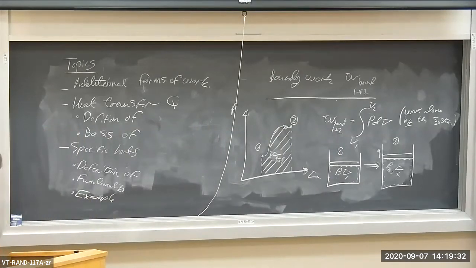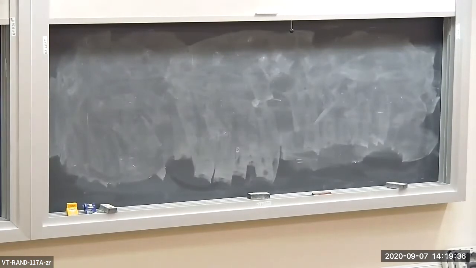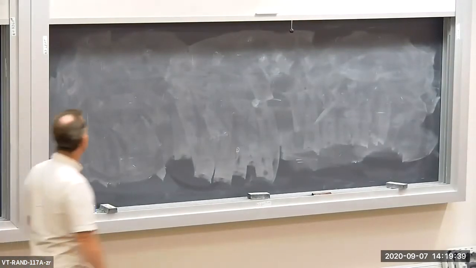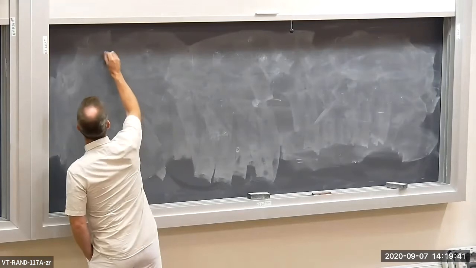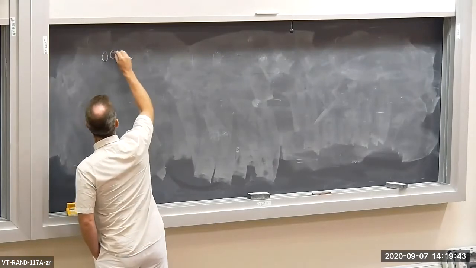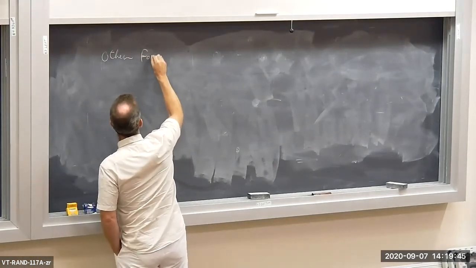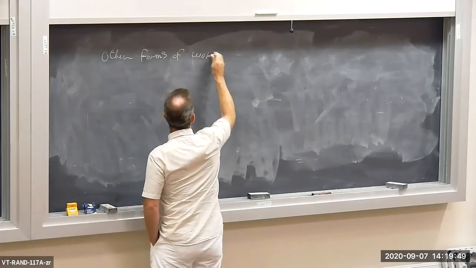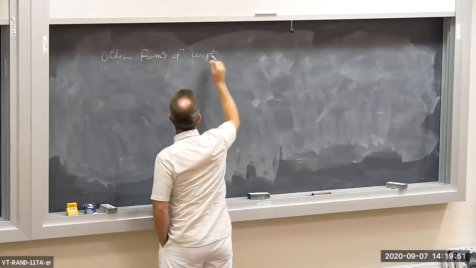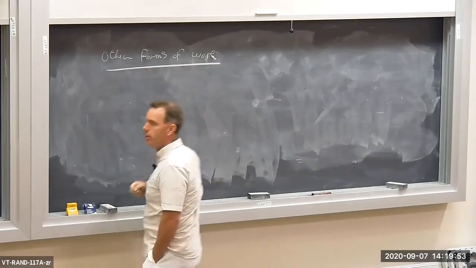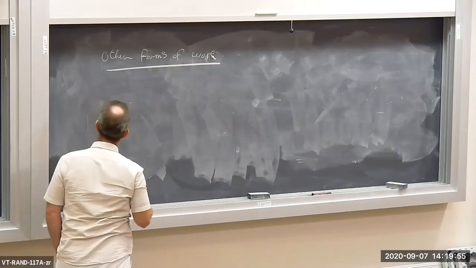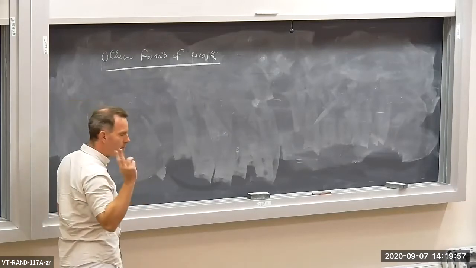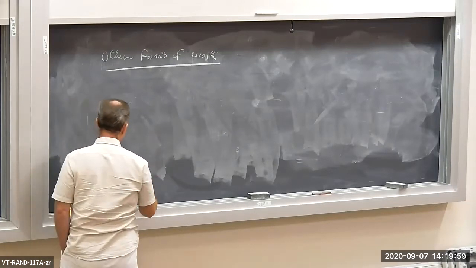Let me show you some additional forms of work. There's not just boundary work, there's other forms of work. Two kinds. Let's go over them one at a time. Actually, there are three kinds. We'll encounter the third kind a little bit later.